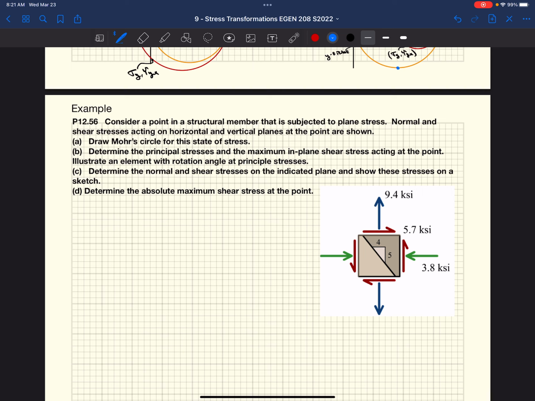And they tell us what those stresses are, right? So we've got this stress element, it's oriented as shown. We've got our two stresses on each of our faces, our shear stress and our normal stress. They want us to draw a Mohr circle for the stress state.